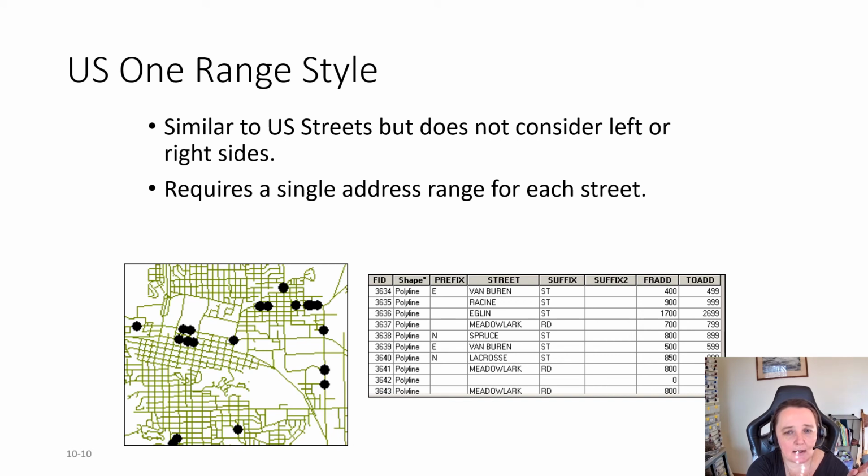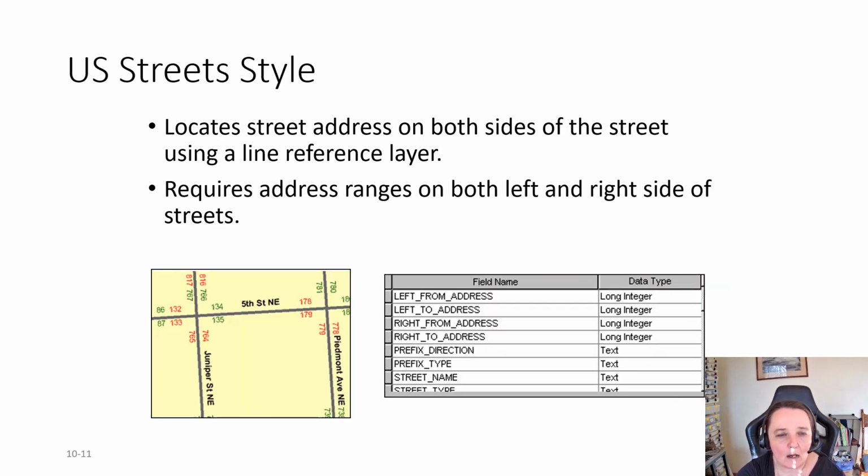So one range style doesn't consider left or right hand side of the street. It just has one range for the entire section of street. So in this one, you can see FR add and TO add means that this is where the street segment starts, at 400, and it goes to the end at 499. Mostly now what we see are left hand and right hand styles, which are sometimes called US street style.